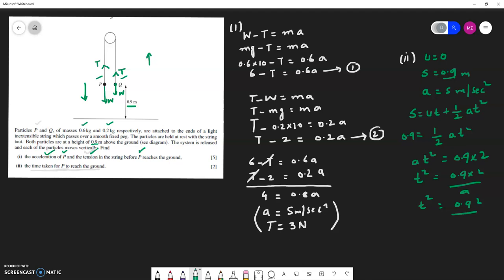The value of a we have already figured out in the first part, and it is 5. So this is 0.9 multiplied by 2 and divided by 5. When you simplify this equation, you will find that t square will be equal to 0.36, and by taking the square root on both sides, you will get t is equal to 0.6 seconds.